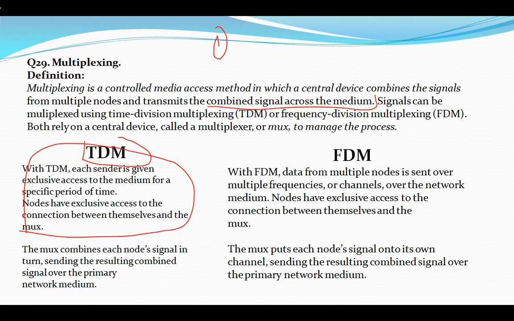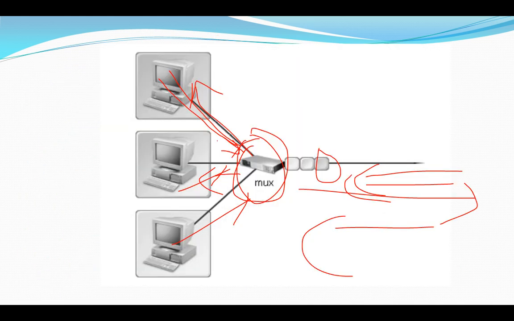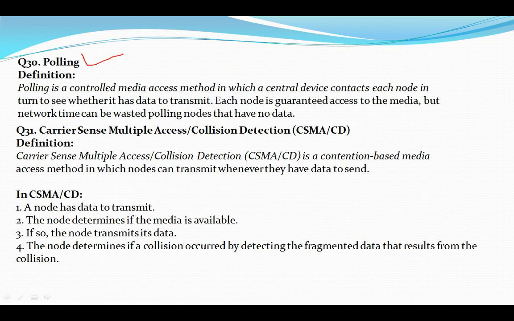So this is how multiplexing works. And now we will see what is polling. Polling is a controlled media access method in which a centralized device contacts each node in turn to see whether it has data to transmit. Each node is guaranteed access to the media, but network time can be wasted polling nodes that have no data.